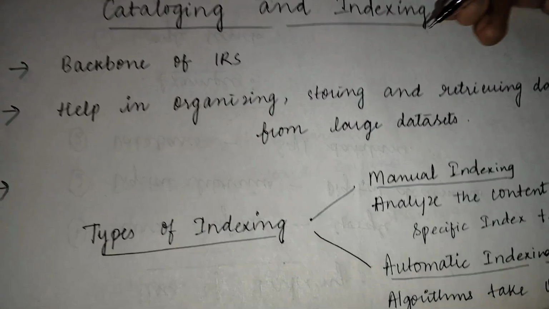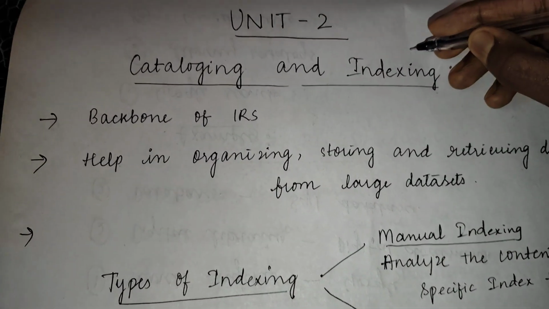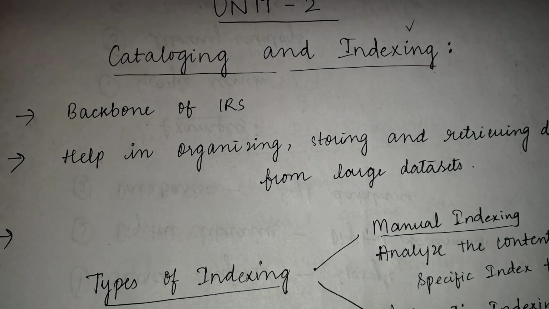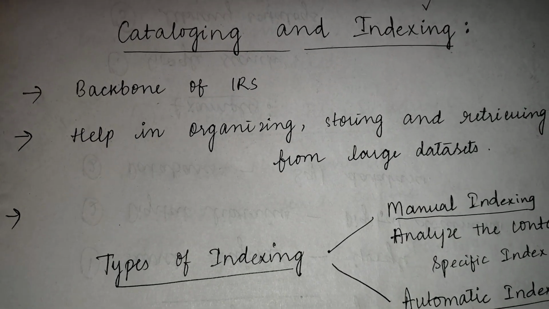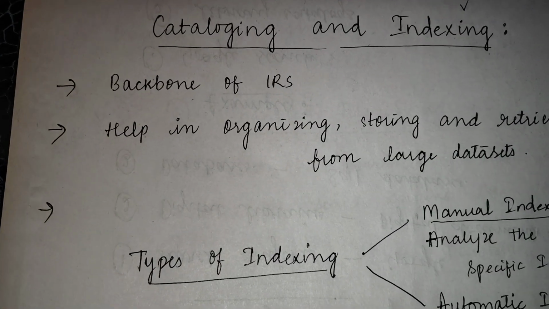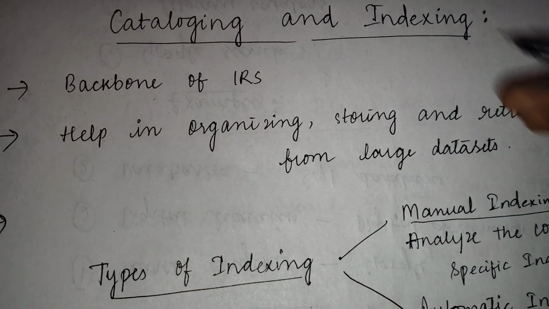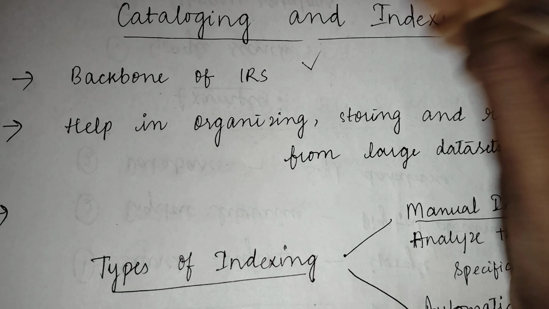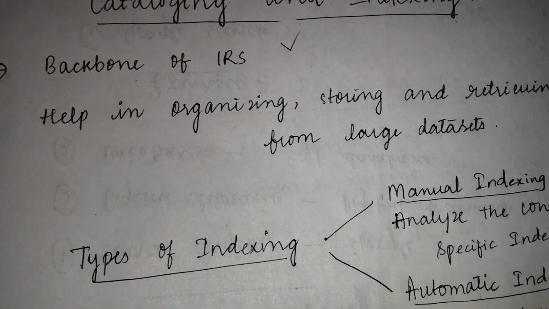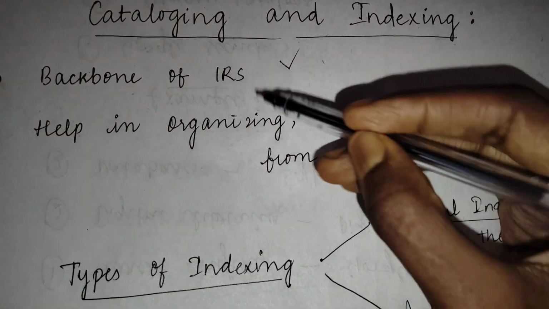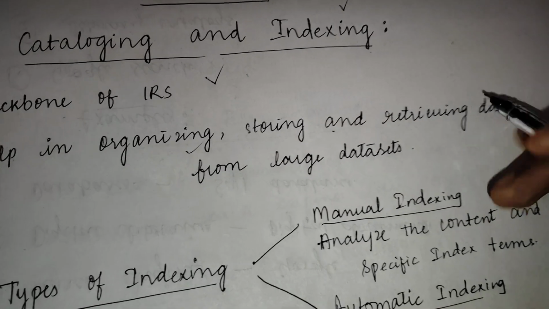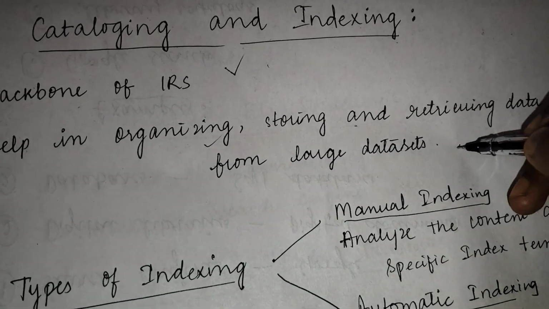So in this video, we'll be starting Unit 2 of Cataloging and Indexing in IRS, that is Information Retrieval System. So first we'll start with cataloging and indexing, what it is basically. They are basically called the backbone of IRS, that is Information Retrieval System. And cataloging helps in organizing, storing and retrieving any kind of data from large data sets.